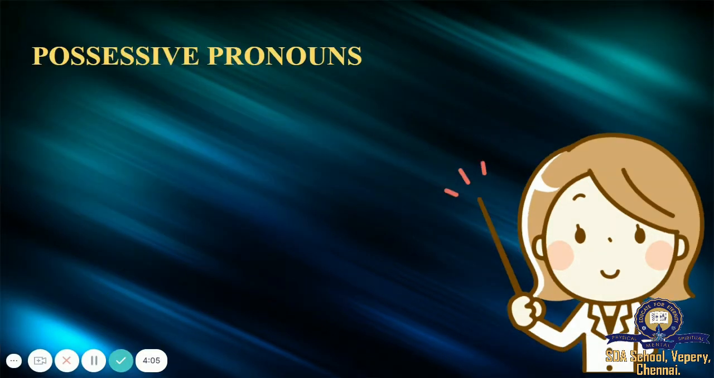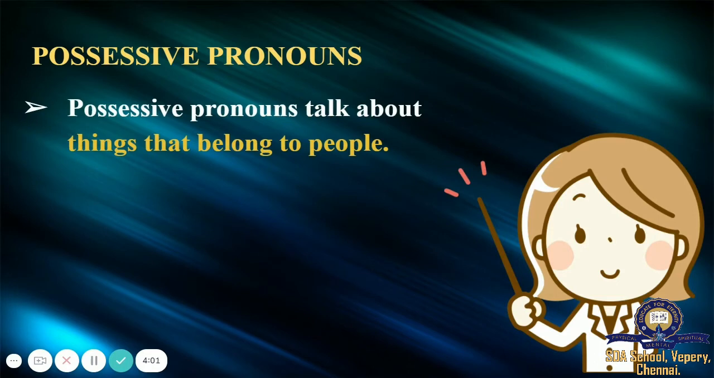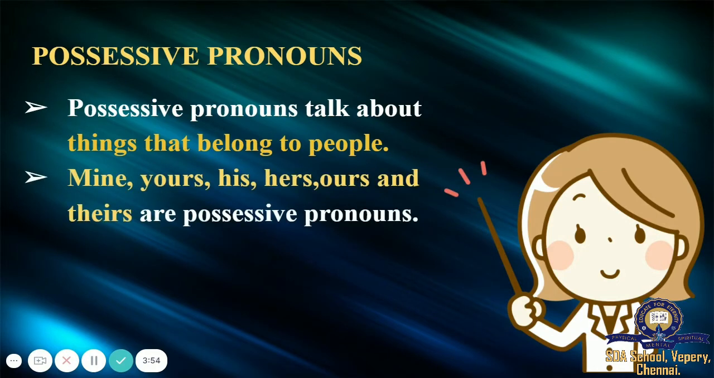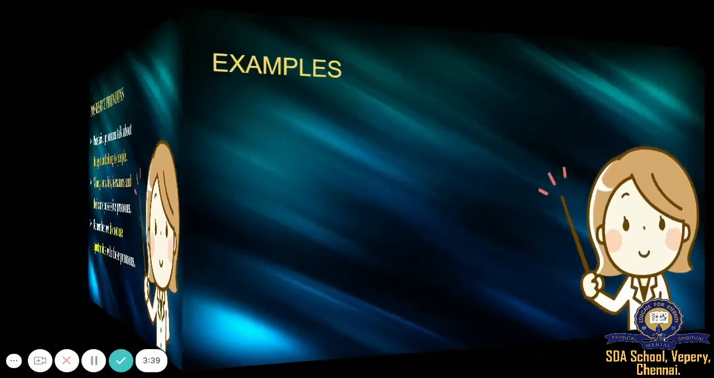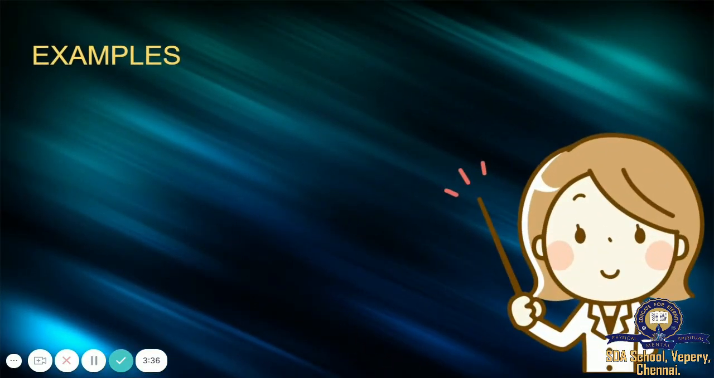Now let us see about possessive pronouns. Possessive pronouns talk about things that belong to people. Mine, yours, his, hers, ours, and theirs are possessive pronouns. Remember, we don't use apostrophes with these pronouns. Let us see the examples of possessive pronouns.